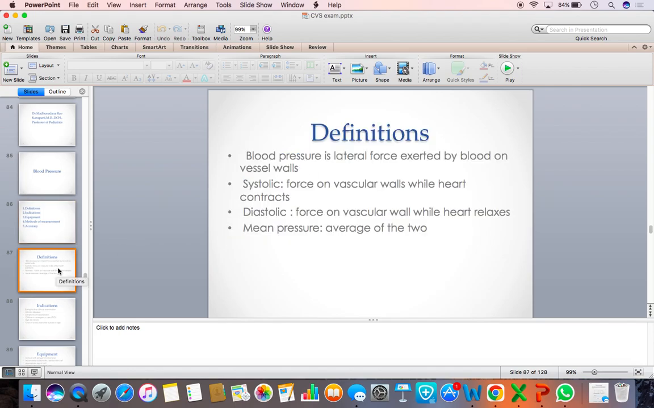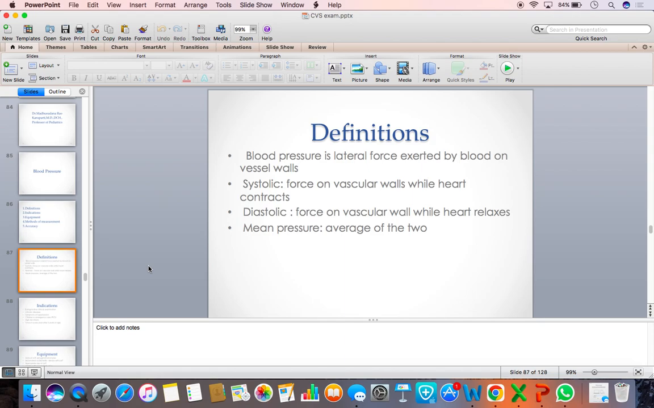Coming to the definitions. So blood pressure is the lateral force exerted by the blood on the vessel wall. When the blood is flowing in the blood vessels, it generates a sort of lateral pressure on the vessel wall. This is the blood pressure.